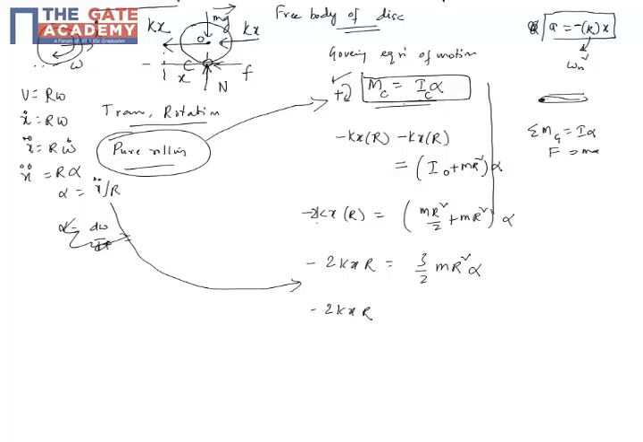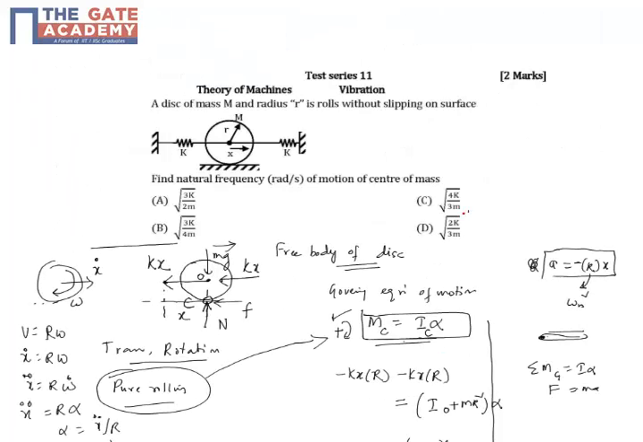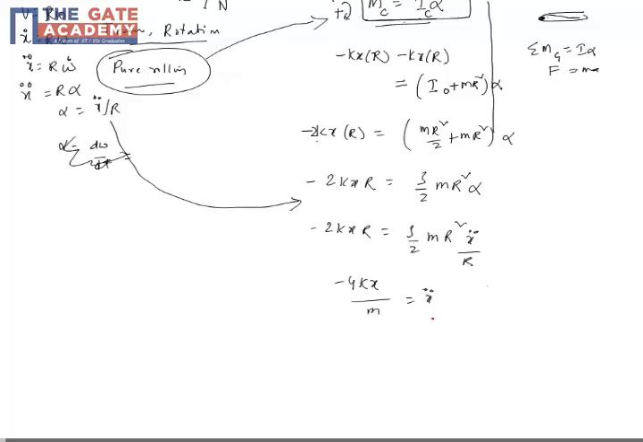So 2kxr equals 3 by 2 m r square, and alpha is x double dot by r. So r gets cancelled throughout. So minus 4kx equals 3m x double dot. Okay, that is the thing. Here you have 4k and here you have 3m. So x double dot, you have shown that it is 4k by 3m times x.